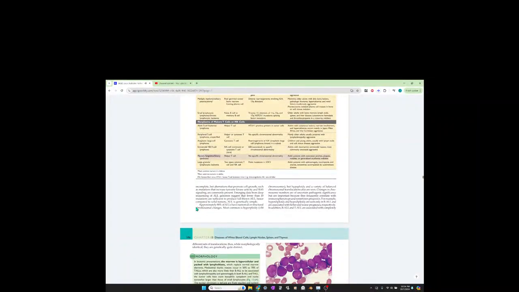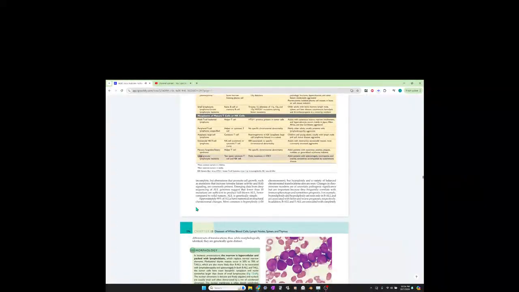Mycosis fungoides and Sézary syndrome: helper T cell; no specific chromosomal abnormality; adult patients with cutaneous patches, plaques, nodules, or generalized erythema. Indolent. Large granular lymphocytic leukemia: T cell and NK cell; point mutations in STAT3; adult patients with splenomegaly, neutropenia, and anemia, sometimes accompanied by autoimmune disease.